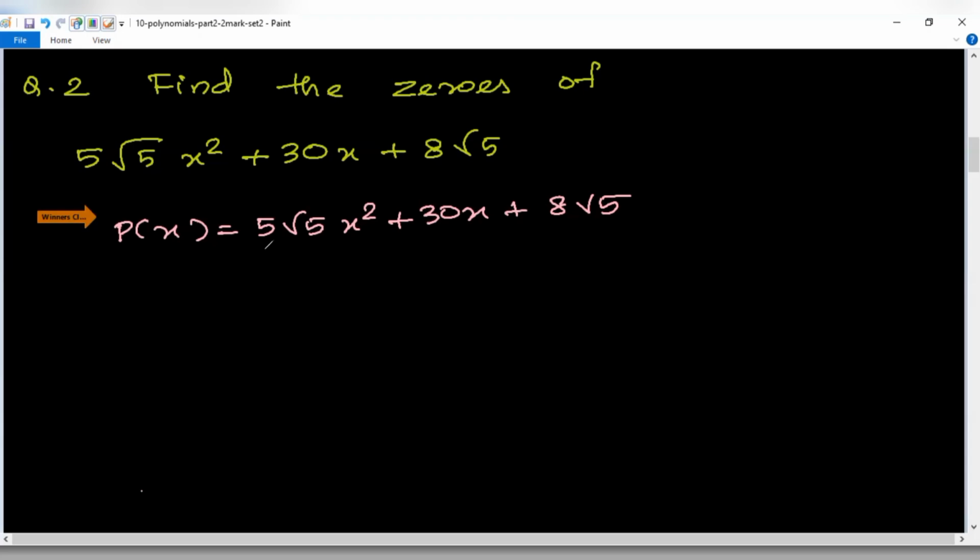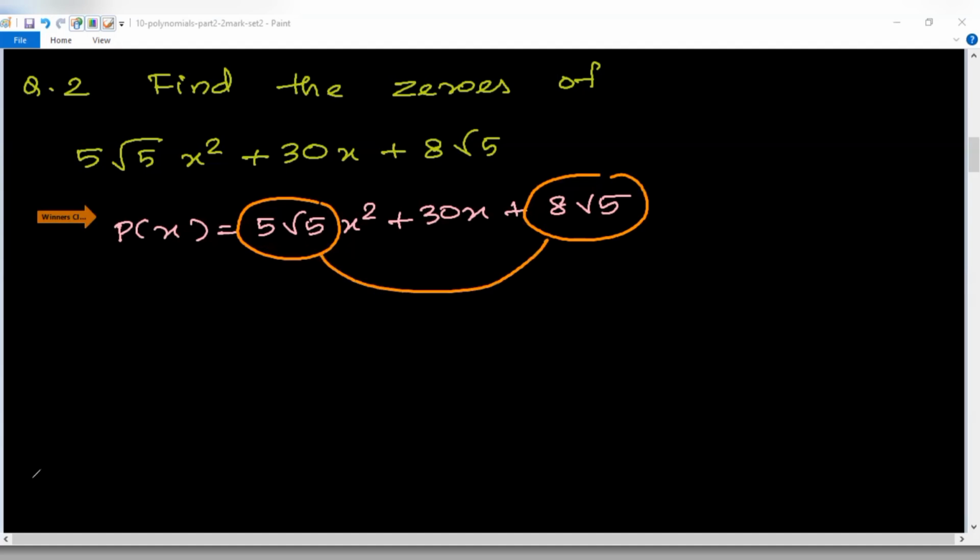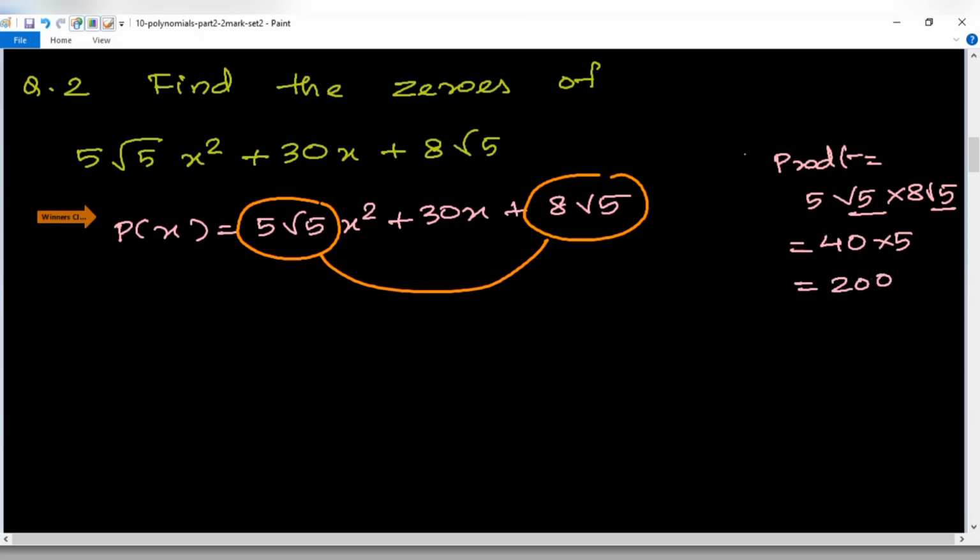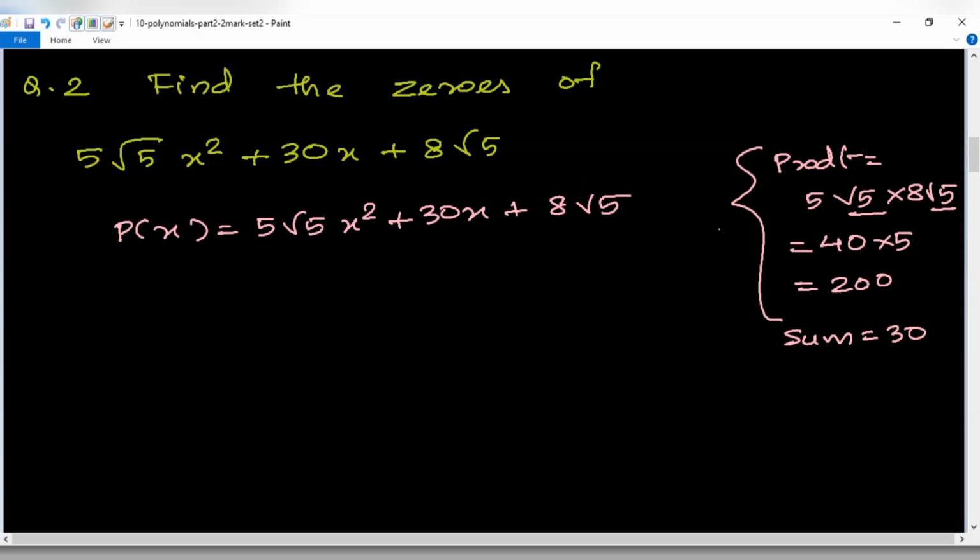Now, the product of two numbers which we are searching for is the product of these two. Okay, so we need the product as 5 root 5 into 8 root 5. 5 into 8, 40. Root 5 into root 5 is 5. So 40 into 5, 200. Now 200 is the product of two numbers and the sum of those two numbers should be 30. So sum is 30 and product 200. So it is 20 and 10.